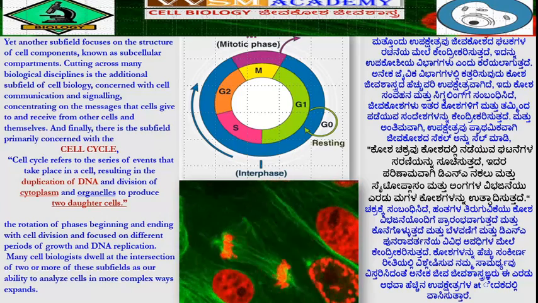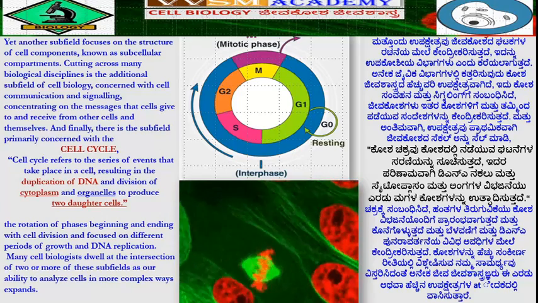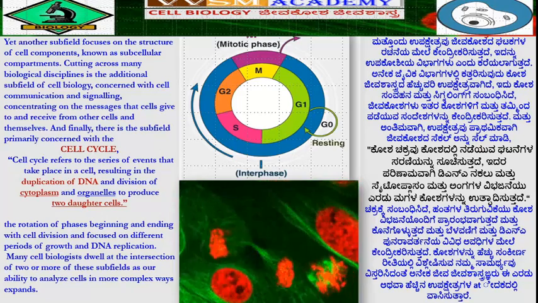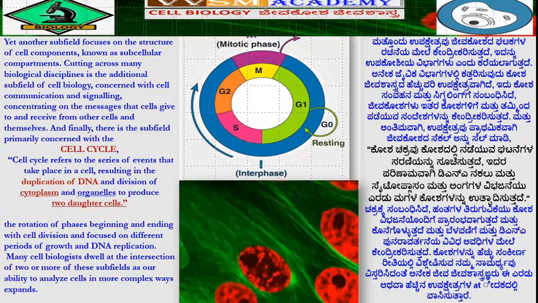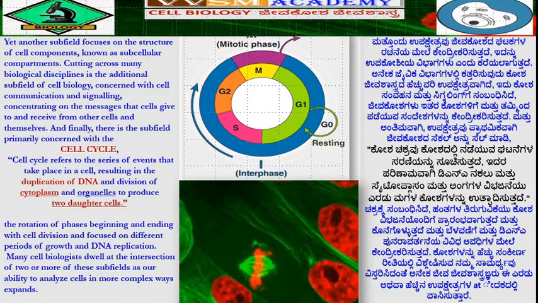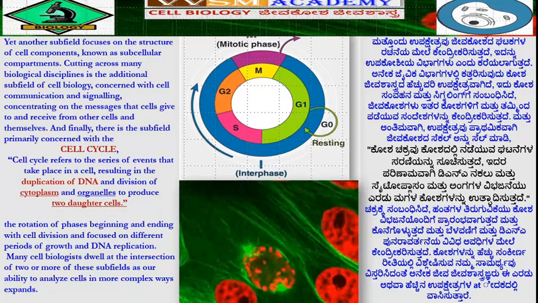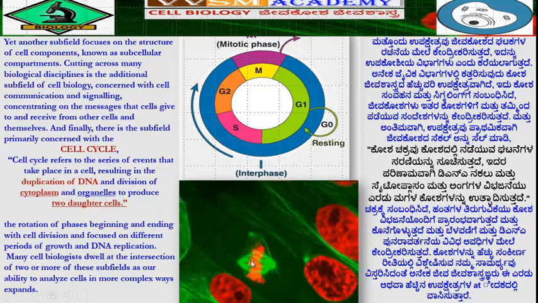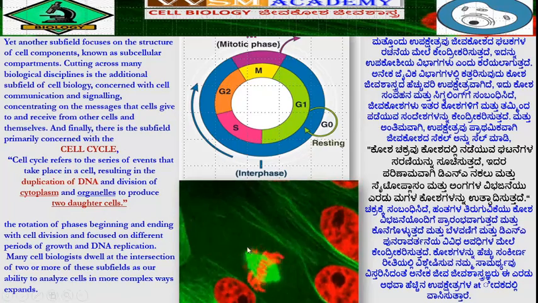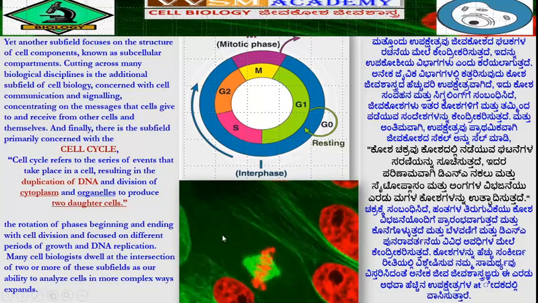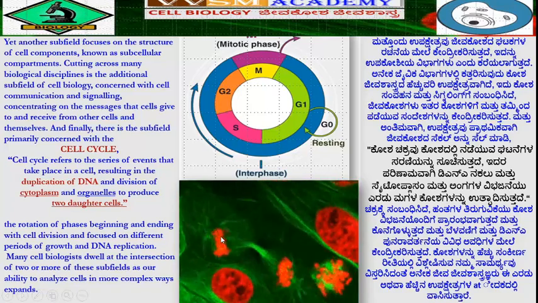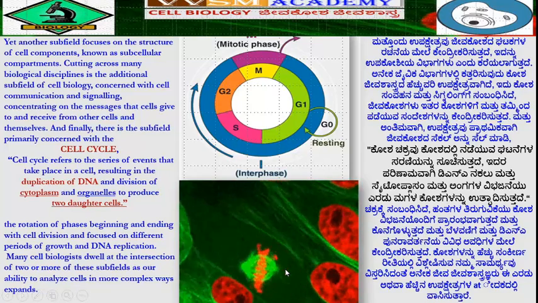What is DNA? The abbreviation DNA stands for deoxyribonucleic acid, and division of cytoplasm and organelles to produce two daughter cells. See, my dear friends, two daughter cells. This is the cell. These are the two daughter cells. Observe the slide carefully. Observe the video carefully. You will come across the two daughter cells.